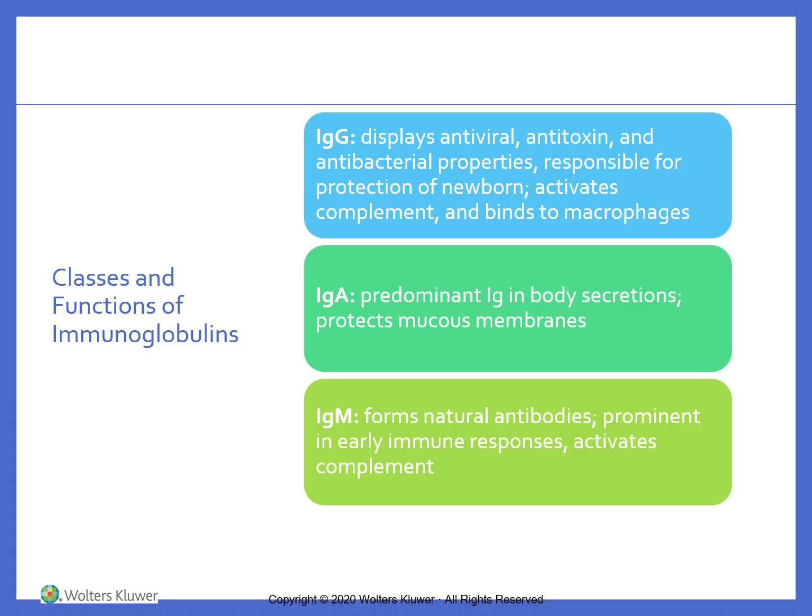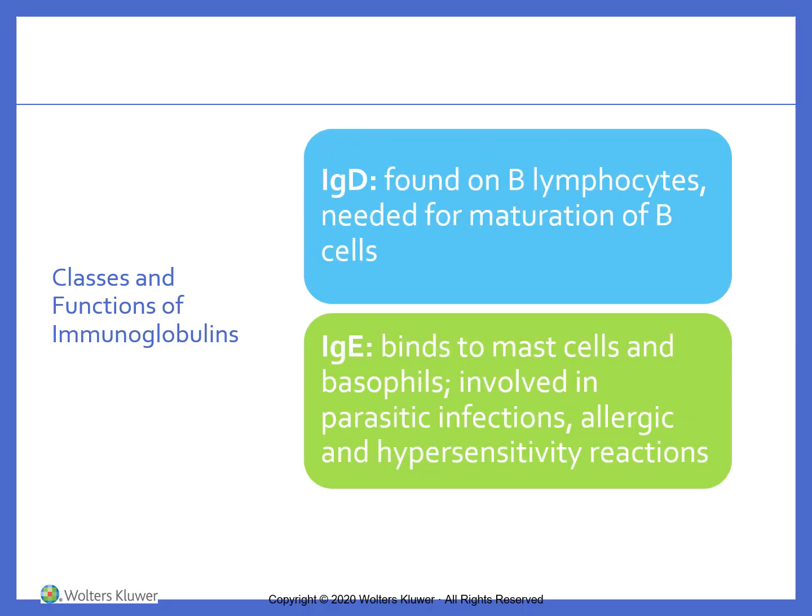IgMs form natural antibodies. They are the prominent immunoglobulin in early immune responses, and the IgMs will help to activate the complement system. IgDs are found on B lymphocytes, and they are needed for the maturation of B cells. And finally, IgEs. IgEs bind to mast cells and basophils. So IgEs are largely involved in things like parasitic infections, allergic reactions, and hypersensitivity reactions, which we'll talk about in our next unit.